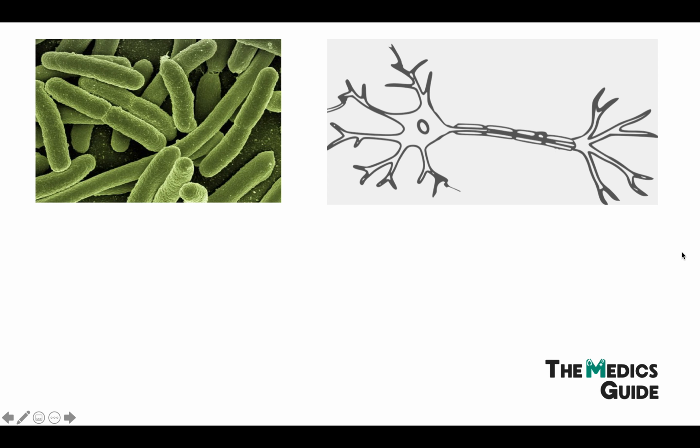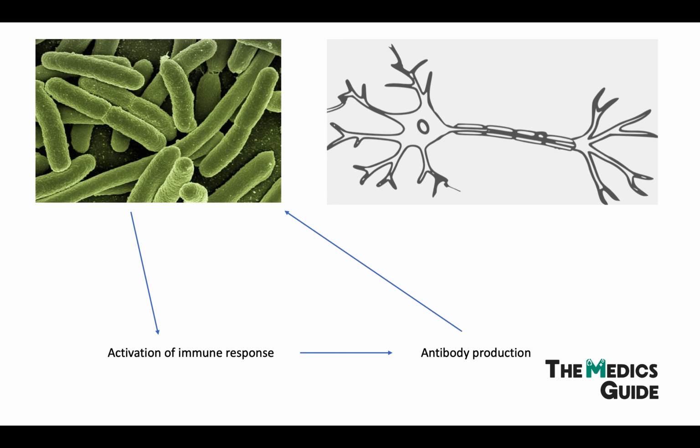Now, when you get an infection, your body produces antibodies as a result of the activation of the immune response. And these antibodies are actually really important in tackling infections like Campylobacter. But what these antibodies will also do is then cross-react with the gangliosides because they have such similar structures, resulting in nerve damage.